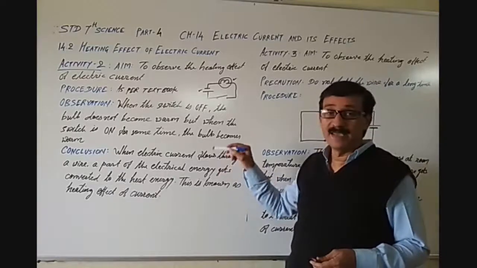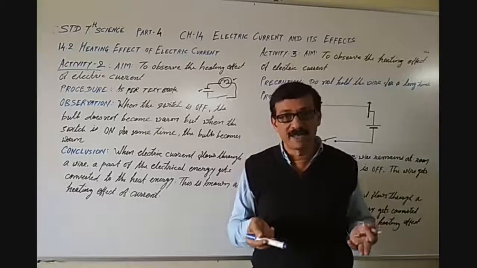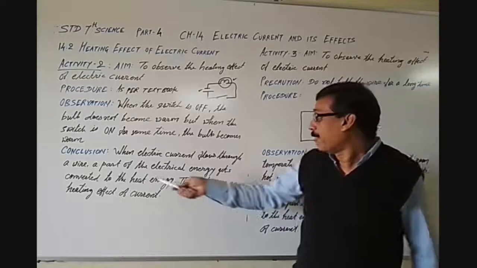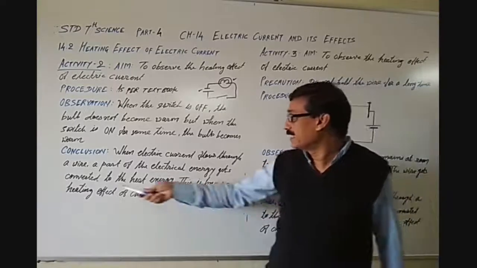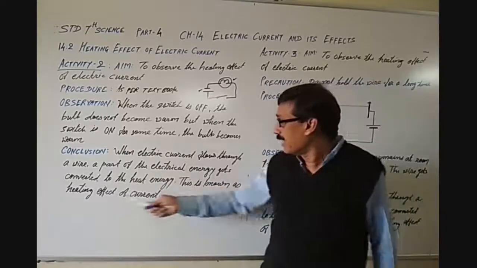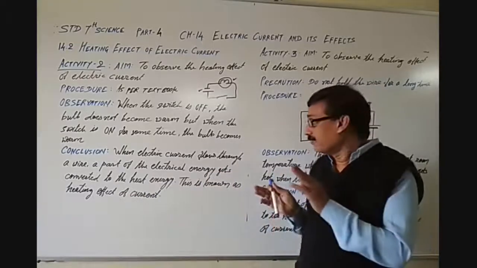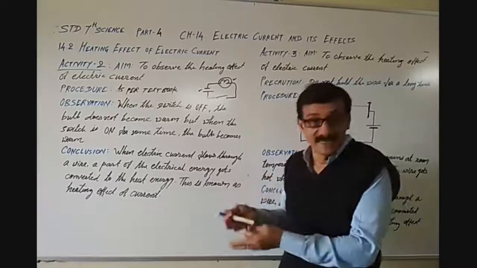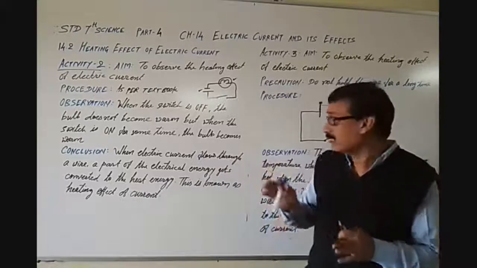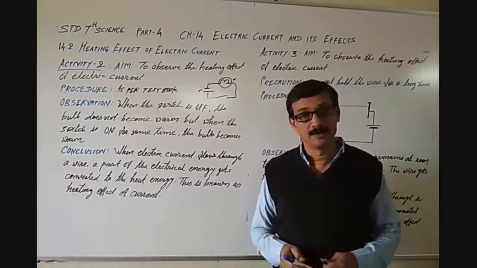When the current is passed through the filament, it is also a kind of wire only, but when it passes through the filament, then a part of the electrical energy gets converted to heat energy. This is known as the heating effect of current. The conversion of electrical energy to heat energy is known as the heating effect of current.